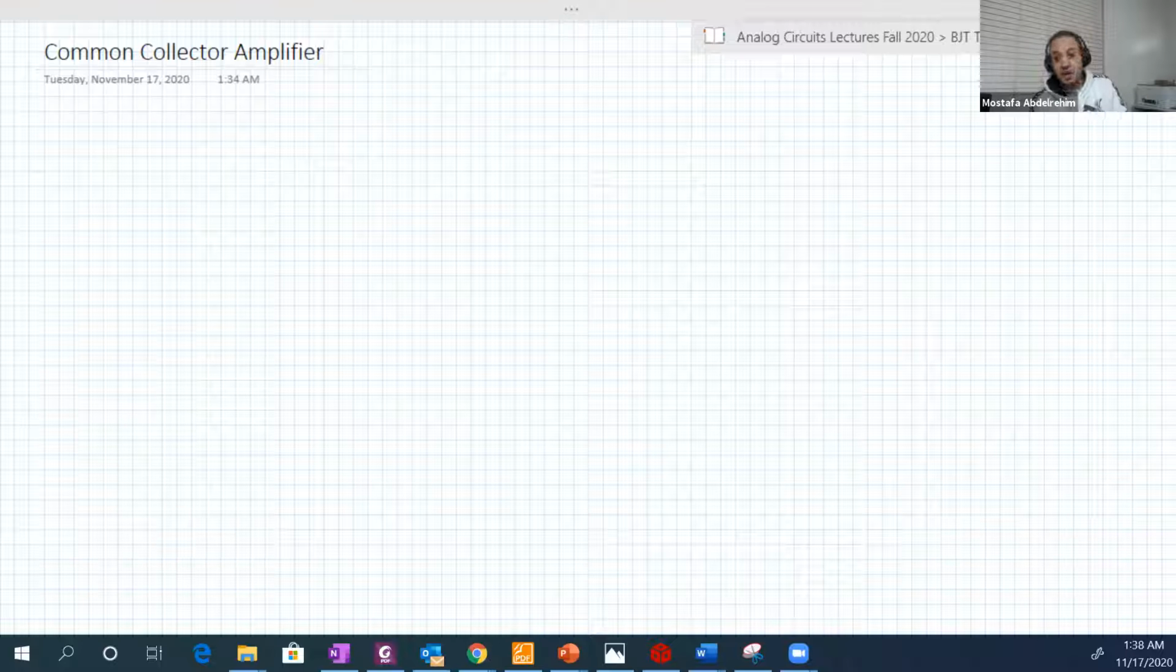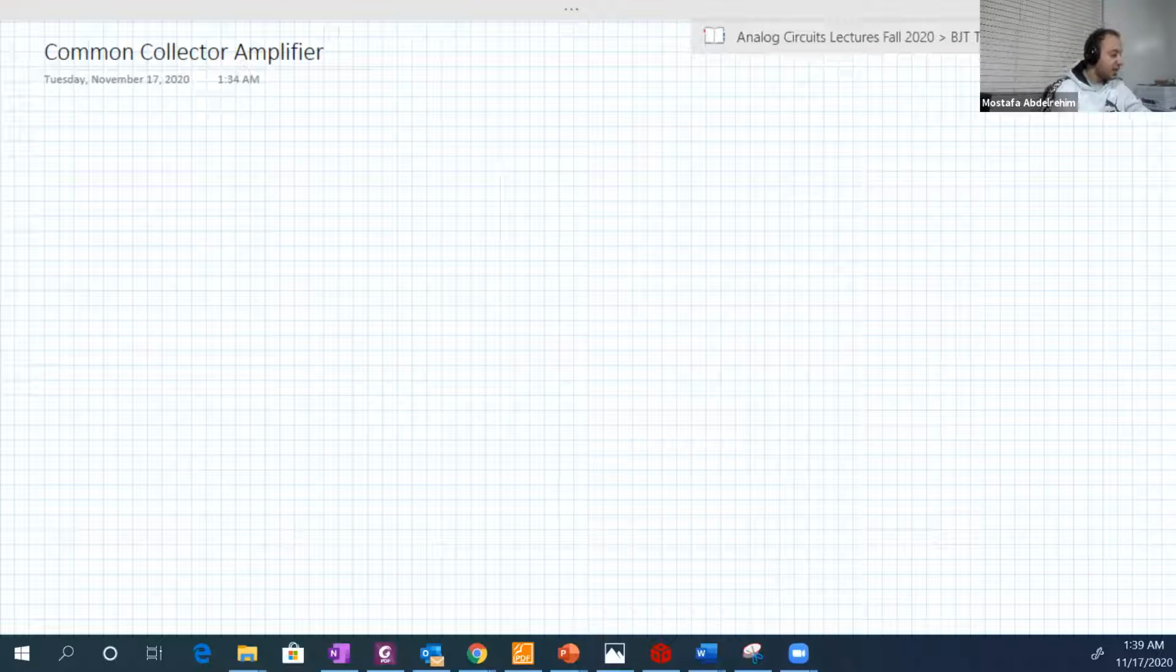In this lecture, we're gonna explore a new BJT amplifier configuration, which is the common collector amplifier. We discussed the common emitter amplifier, and we also discussed the common base amplifier. Each one has its own advantages and disadvantages. The common collector amplifier, which we're gonna discuss today, has its own characteristics as well.